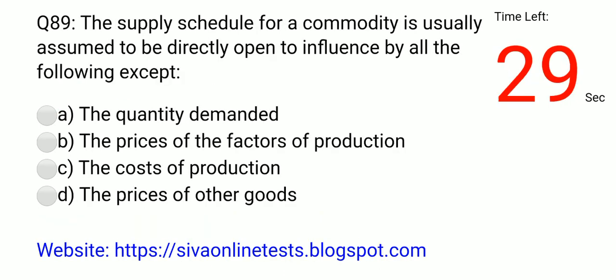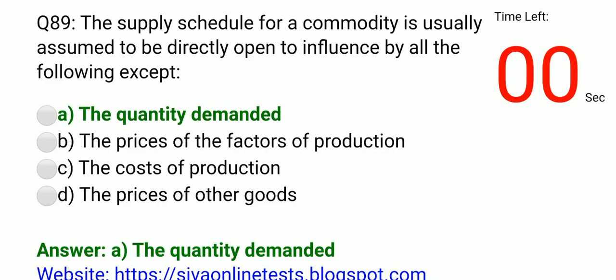Question 89. The supply schedule for a commodity is usually assumed to be directly open to influence by all the following except. Options. A. The quantity demanded. B. The prices of the factors of production. C. The costs of production. D. The prices of other goods. Answer. A. The quantity demanded.